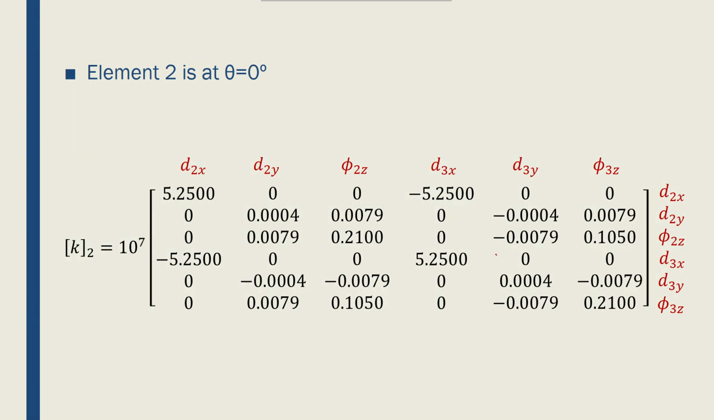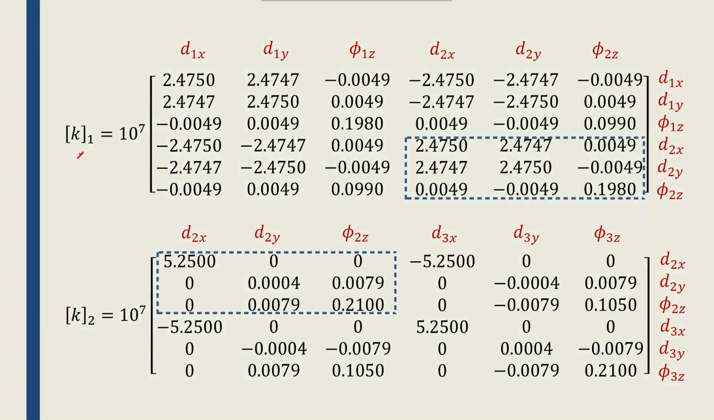Similarly, for element 2, I have a 6x6 stiffness matrix in the global coordinate system using the equations before, and each column and row has its corresponding degree of freedom per node written to it. So these are node 2, and these are for node 3, the degrees of freedom per node. And again, I can divide this into 4 segments.